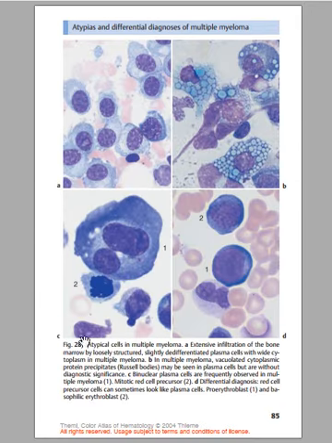Now, these are atypical cells in multiple myeloma. So, the first, in A, we have extensive infiltration in the bone marrow of the plasma cells. You see, these are plasma cells. So, extensive infiltration of the bone marrow by loosely structured, slightly differentiated plasma cells with a white cytoplasm.